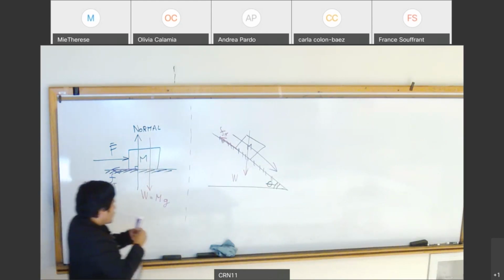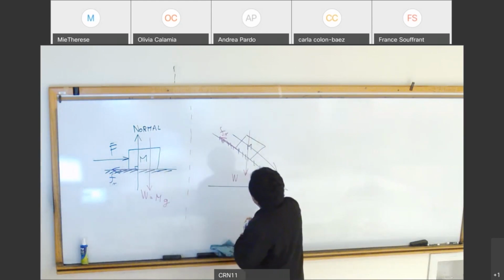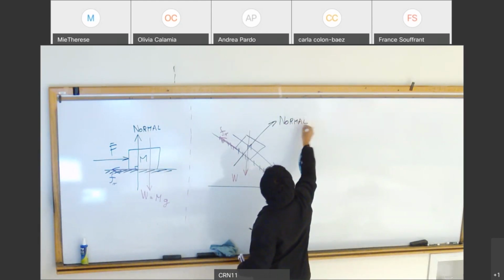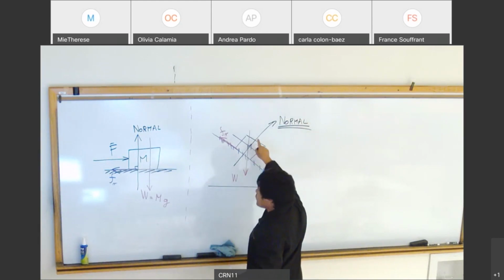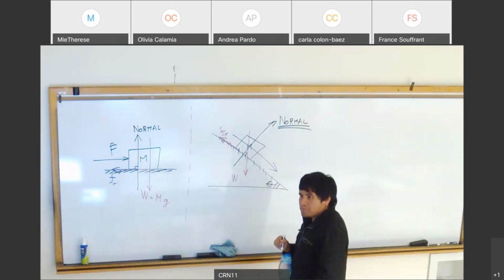In that case, the normal will not be like this. The normal will be like this. So it depends on the geometry of the problem how you're going to find that normal, right? The normal is perpendicular to the surface.